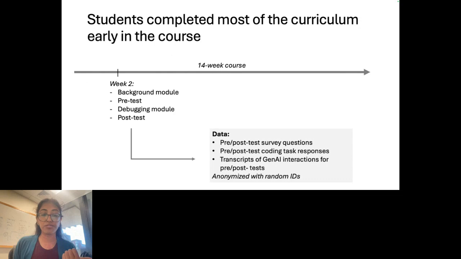Specifically, we had pre and post tests with survey questions about their experience with debugging or using AI tools. We had some coding tasks where they submitted their responses. And for each coding task, they also submitted a full transcript of their interactions with whatever generative AI tool they used. And in this case, it could be a screenshot, it could be a link to the session. And then we took all these data and anonymized them using random IDs so that we could do a paired pre and post comparison.